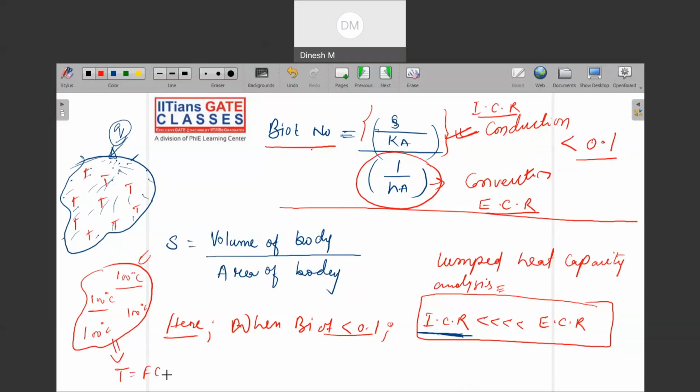Then I say that my temperature is not a function of space. Here I can say that temperature is not a function of space, right? Not a function of space. Then I can say that my temperature is a function of whom? Time only. That is one thing. And second thing, this all is happening due to whom? If my body is able to offer very little conduction resistance, otherwise this is not possible.